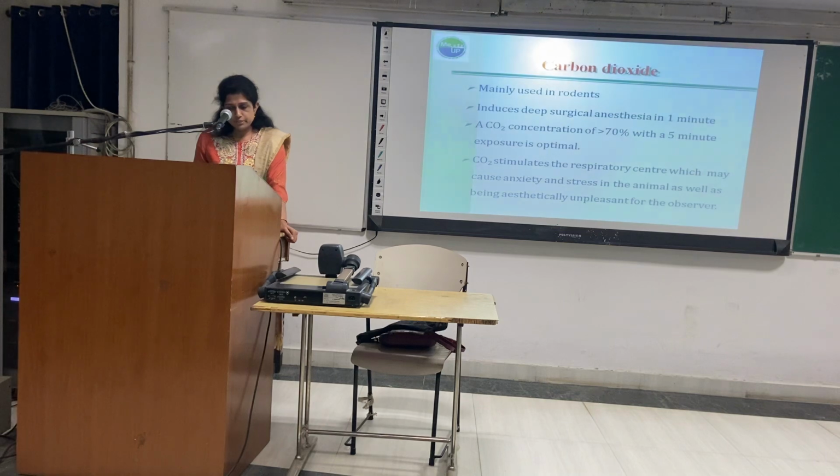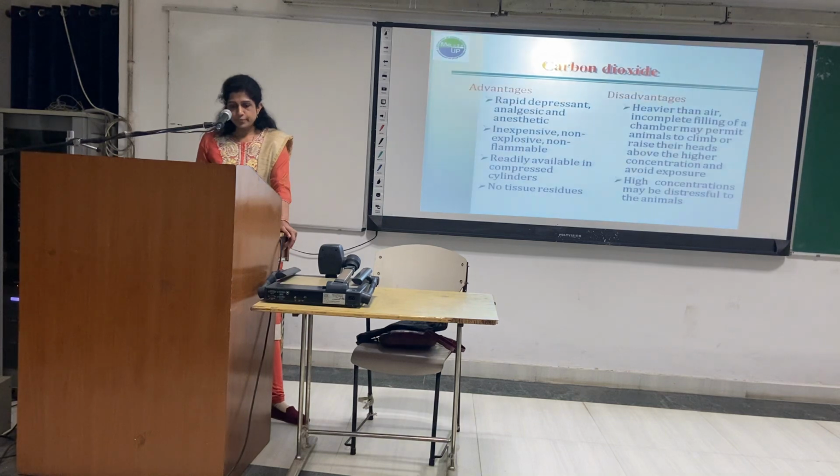Then carbon dioxide, we will discuss these one by one. Carbon dioxide is mainly used in rodents. It induces deep surgical anesthesia in 1 minute. A carbon dioxide concentration of greater than 70% with a 5-minute exposure is optimum. Carbon dioxide stimulates the respiratory center, which may cause anxiety and distress in the animal as well as being aesthetically unpleasant for the observer. The advantages include it acts as a rapid depressant, analgesic and anesthetic, inexpensive, non-explosive, non-flammable, readily available in compressed cylinders, and no tissue residues.